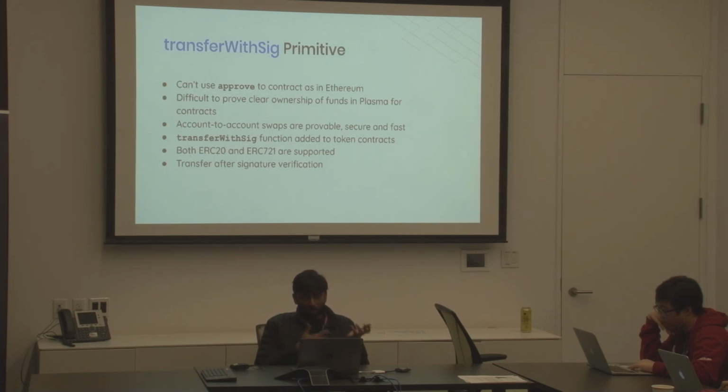Because account to account transfers are very provable, in both ERC20 and ERC721 you can use the transferWithSig method without any problem. Also, after you make a transaction using a signature, you can easily verify it on the Ethereum chain when you exit, or whenever you want to challenge any transfers on the Matic chain.